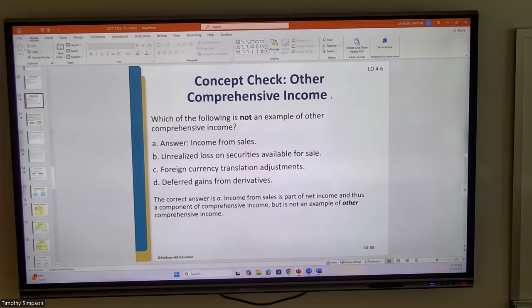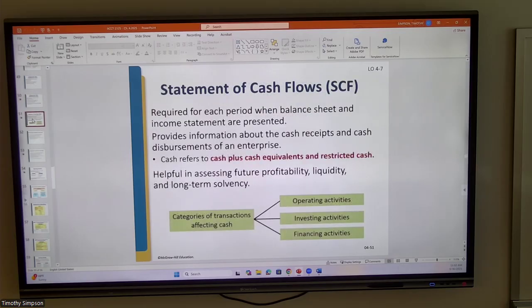All right. So, questions about this particular quiz here. Okay, so it's about 11 o'clock. We've got about 45 minutes, and I want to get into the statement of cash flows. This is sort of a change. Remember, this particular chapter deals with primarily the two other statements we did not talk about.